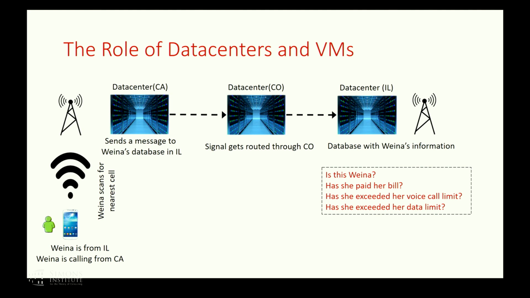As an example, let's say my postdoc, Wayna, who's been visiting Simons Institute with me, she's normally in Illinois, and she's making a phone call from California. There is a piece of software that's sitting in some data center here. You can call it a virtual machine. And it sends a message to a database in Illinois to authenticate whether this is really Wayna. Has she paid her bill? Has she exceeded her voice call limit? Has she exceeded her data limit? All of these are done actually before you complete the phone call. Okay? And this message from this data center might have to be routed through some internet router to some other data center here. Then from there, it goes to the data center in Illinois.